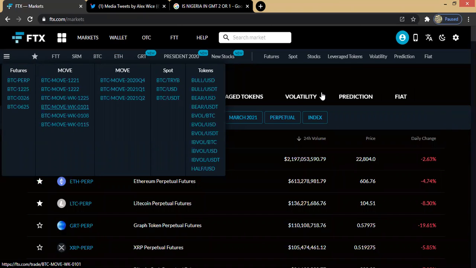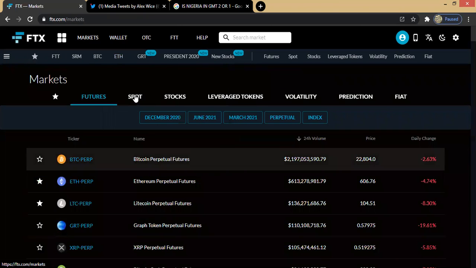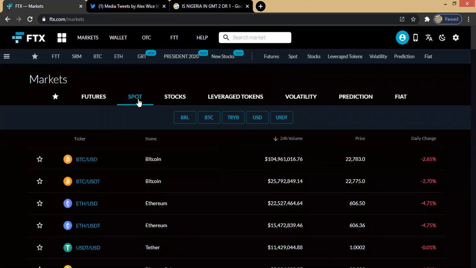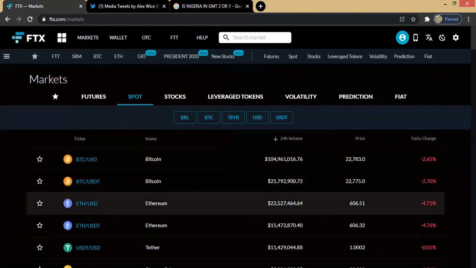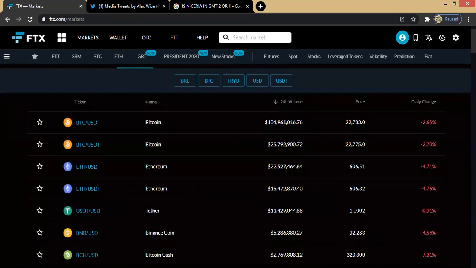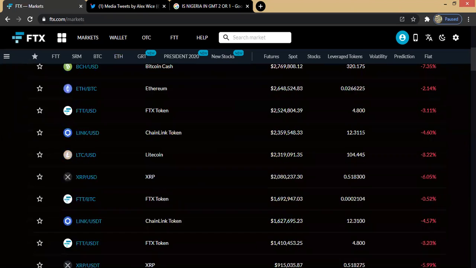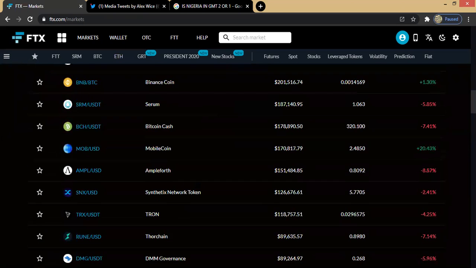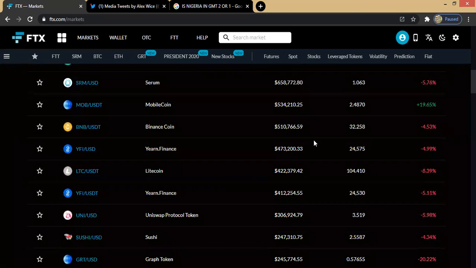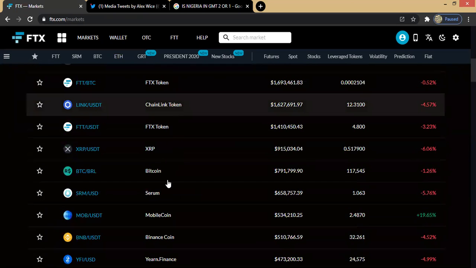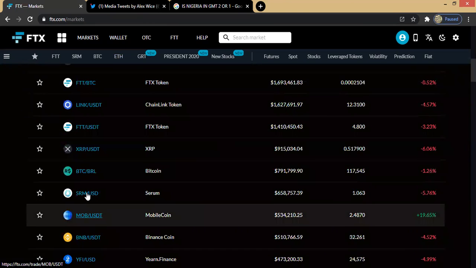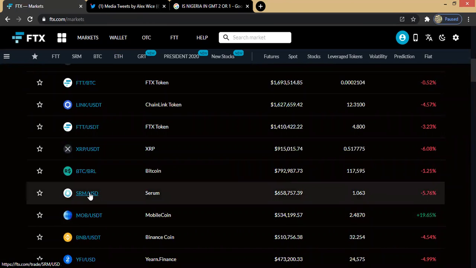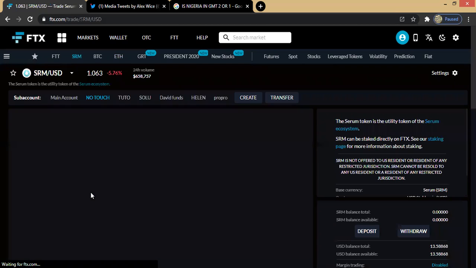Okay, EOS, we're buying EOS on spot, please. Remember to go to spot, don't go to futures, spot. So let's look for EOS USD. Okay, we could work with Serum. We have Serum USD. That's still within our price range. So click on it like that.